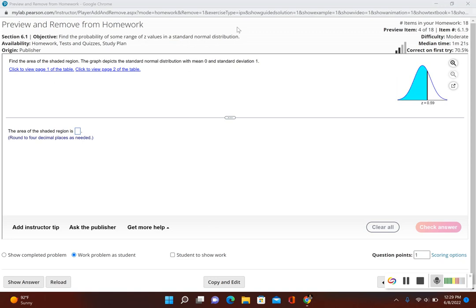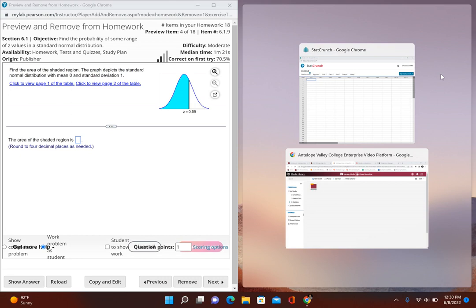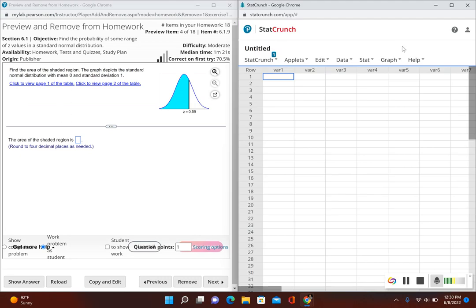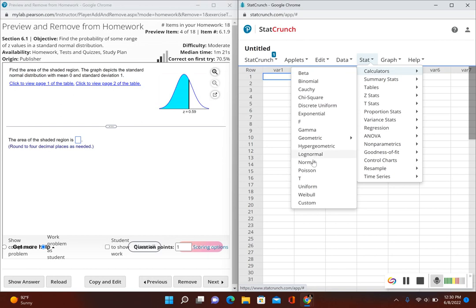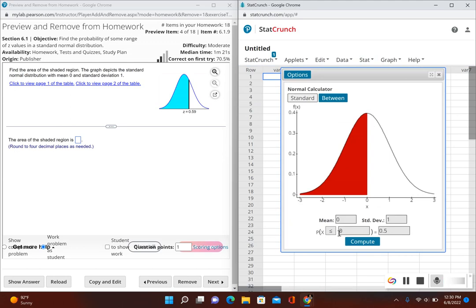We're going to take a look at how to use StatCrunch to find the area to the left of the z-score. So let me go ahead and do a side-by-side view. Now in StatCrunch, you're going to go to Stat, then Calculators, and then Normal. So Stat, Calculators, Normal, okay.